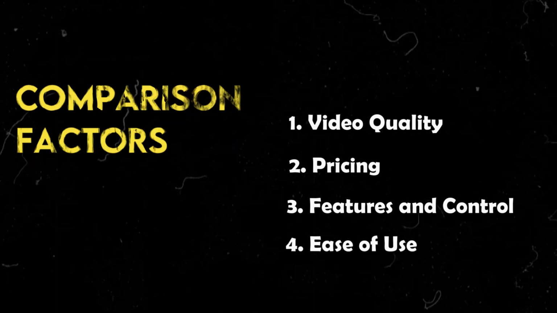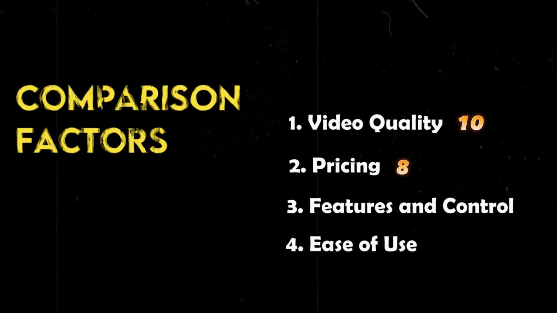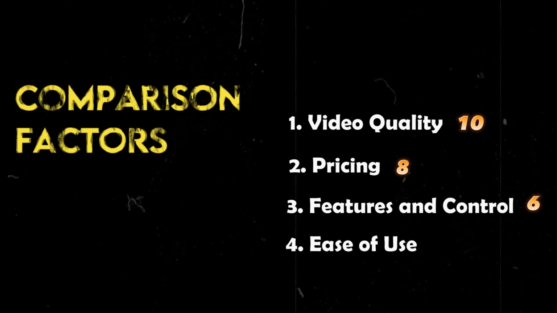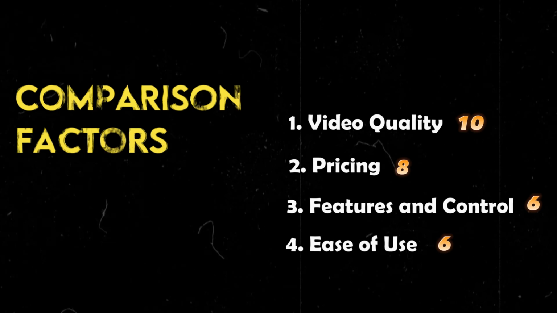Video quality is really crucial, so it gets a 10. Pricing is significant, earning an 8. Features and control, which offer user flexibility, receive a 6. Ease of use is also important, getting a 6. Now let's rate each on a scale of 1 to 10.